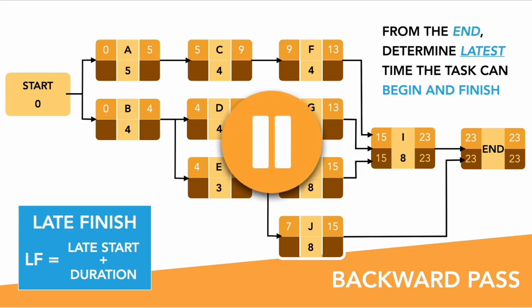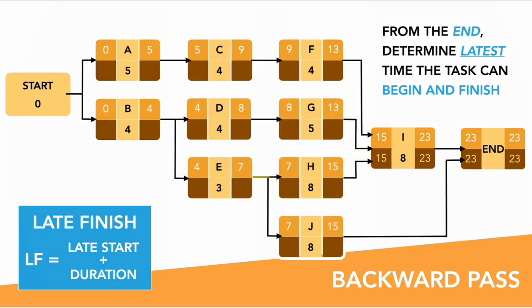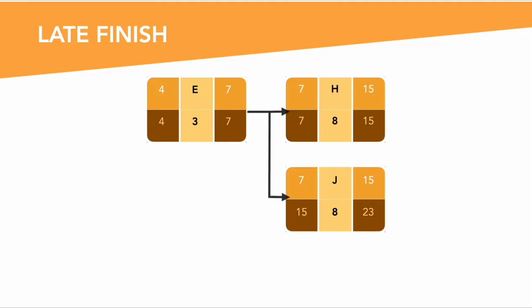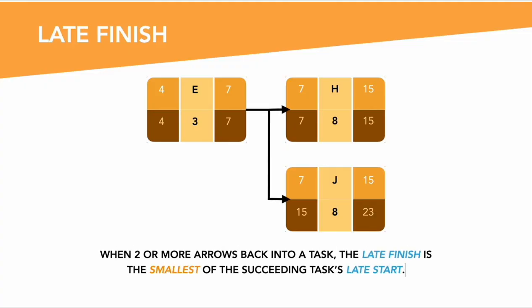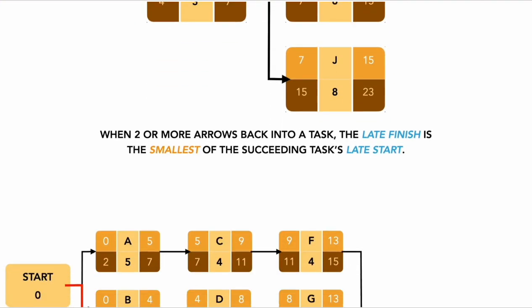So 23 minus 8 is 15. We pause, right, because of the predecessors, and 15 will go in the lower corners of F, G, and H. Yeah? In the case of J, because it has no dependency with the others, 23 goes right down there, minus 8, 15, and then it backs in. And you follow the logic, and you will see the numbers unfold in front of you. When 2 or more arrows back into a task, the late finish is the smallest of the succeeding tasks' late start. Makes sense, right? Late finish, therefore, is the least of the succeeding tasks' late starts.